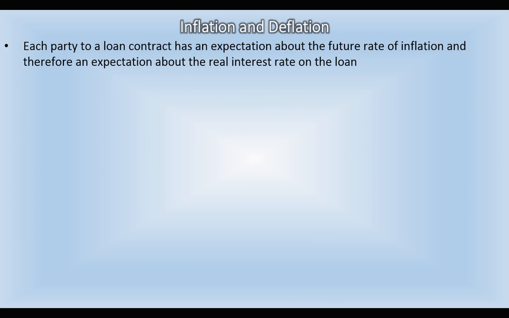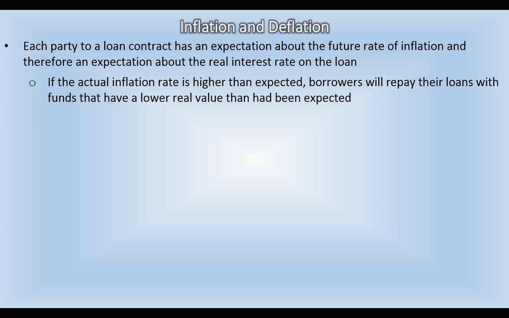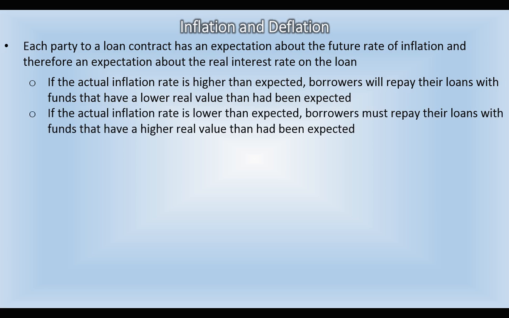Each party to a loan contract has an expectation about the future rate of inflation and therefore an expectation about the real interest rate of the loan. If the actual rate of inflation is higher than expected, borrowers will repay their loans with funds that have a lower real value than expected. If the inflation is higher, the funds you're using to pay back are going to be worth less. If the actual inflation rate is lower than expected, then borrowers must repay their loans with funds that have a higher real value than was expected.